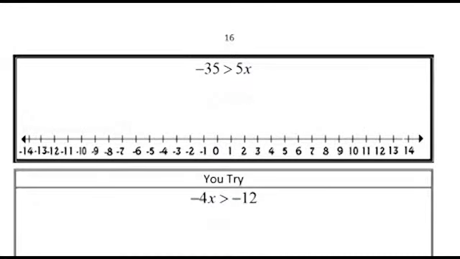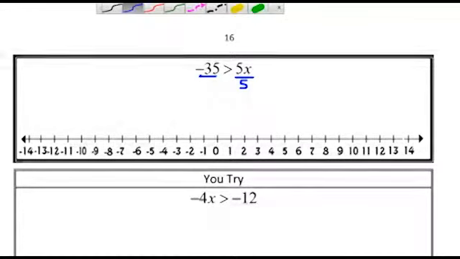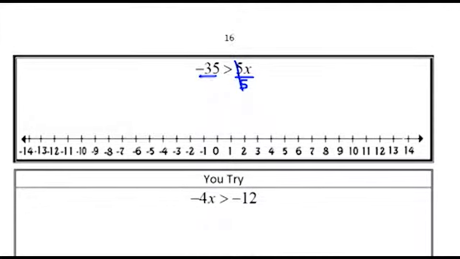Negative 35 is greater than 5x. What's happening to my variable? I'm multiplying by 5, so I divide by 5. 5 divided by 5 is 1. That's my identity. Negative 35 divided by positive 5 is negative 7. Now, I'm not dividing by a negative.